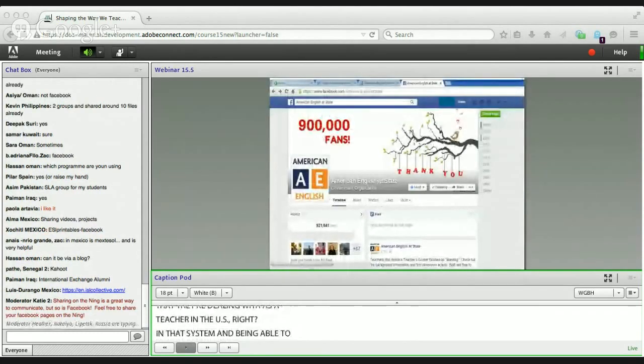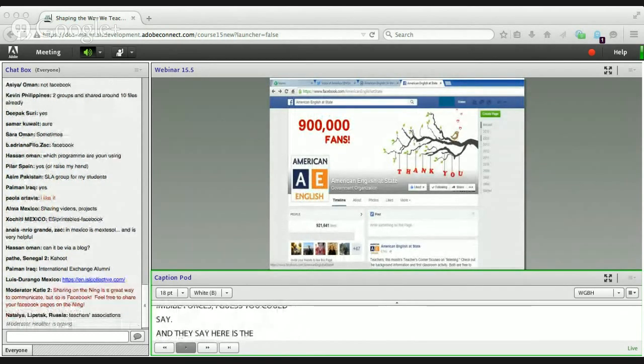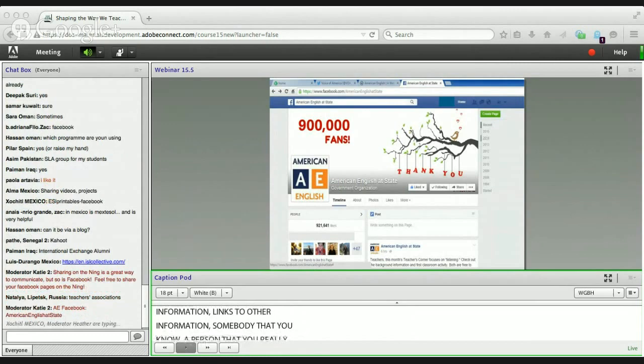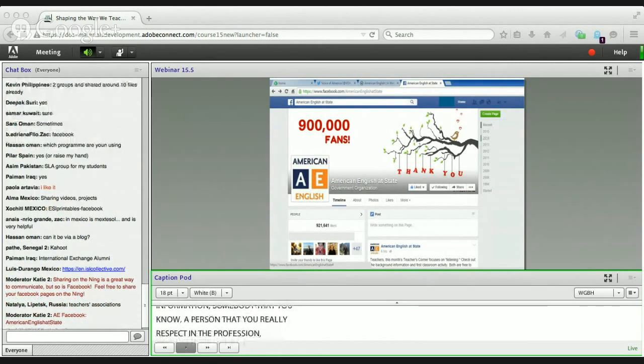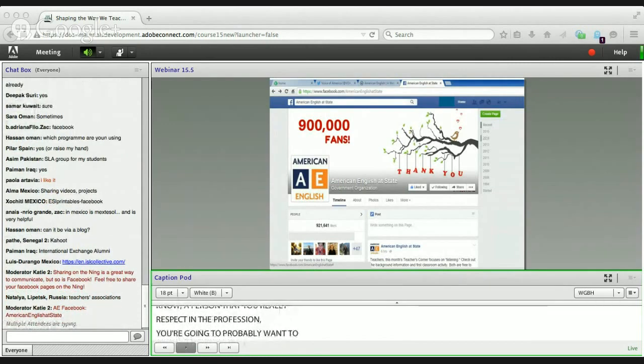Okay, so here's the Facebook site for American English at State. Again, getting updates and information, links to other information. If there's a person that you really respect in the profession, you're probably going to want to read whatever they're posting, because they might be posting links to other things.